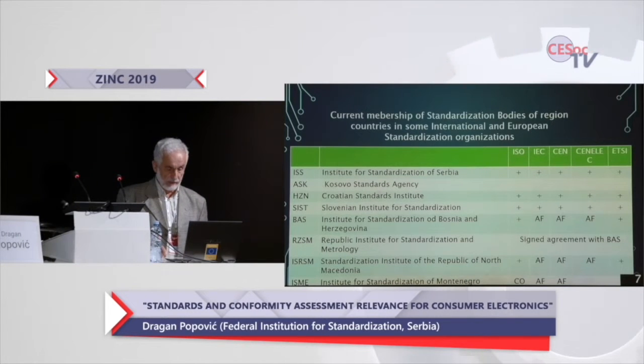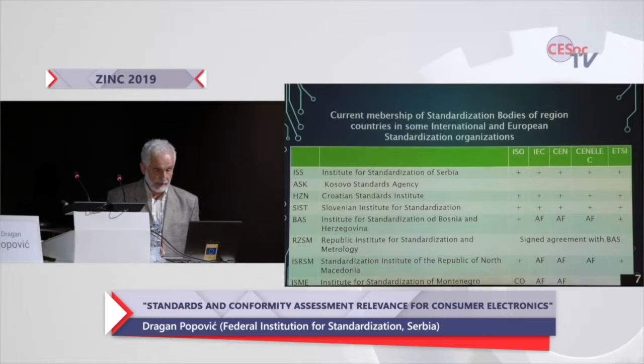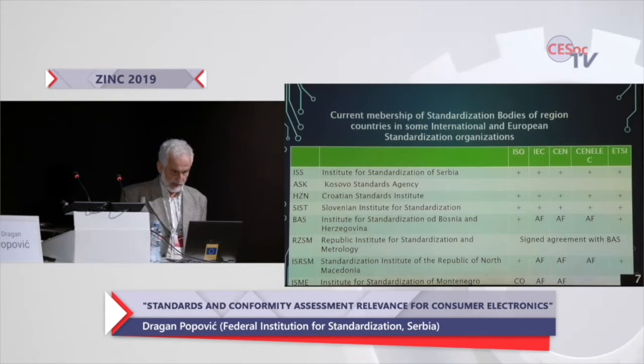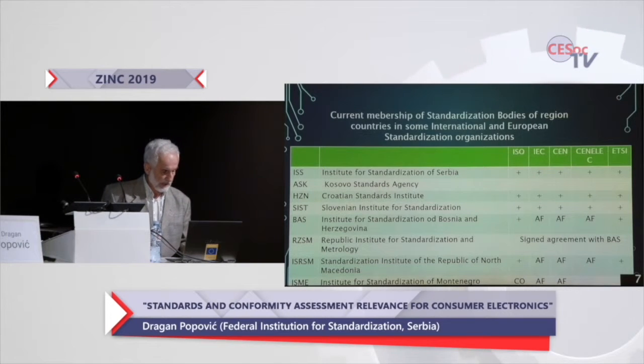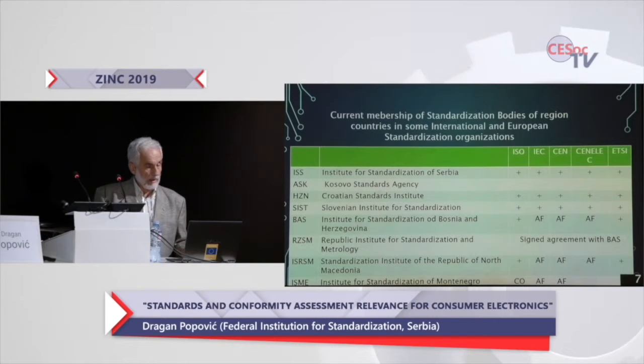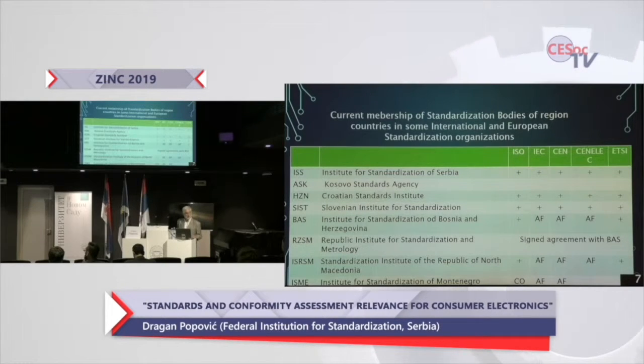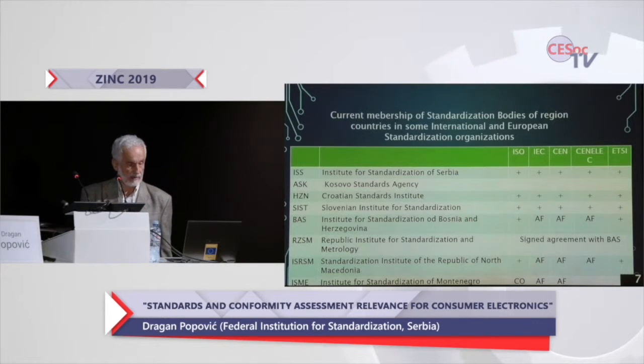The Institute for Standardization of Bosnia and Herzegovina is a full member in ISO, affiliate in IEC, affiliate in CEN, and affiliate in CENELEC, and full member in ETSI. There is also the Institution of Republika Srpska, the Republic Institute for Standardization and Metrology. They have signed an agreement with the Bosnia and Herzegovina institution, and they cooperate regularly, but Republika Srpska can't be a member in any of the international organizations. North Macedonia is a full member in ISO, affiliate member in CEN-CENELEC, and full member in ETSI. The Institute for Standardization of Montenegro is a corresponding member in ISO, and affiliate in IEC.